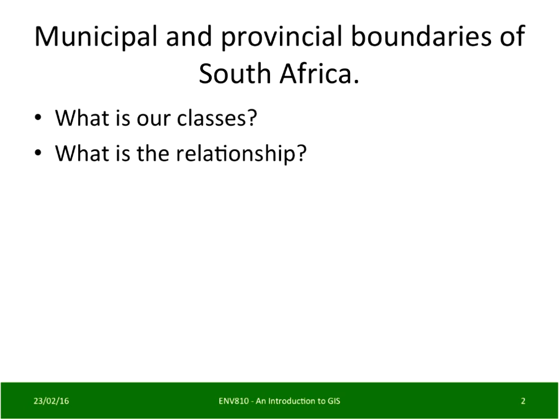Okay, so for all of them, I just broke it down into every bullet point. So every bullet point that was given on the list, and then specifically asking what are the classes that we will use and what is the relationship. So if we look at the first one, we have municipal and provincial boundaries of South Africa. That was the first sentence. So if we want to find out now what are our classes and what is the relationship.